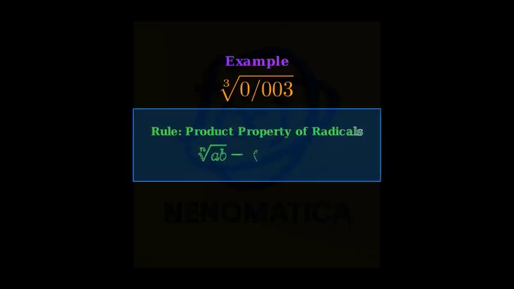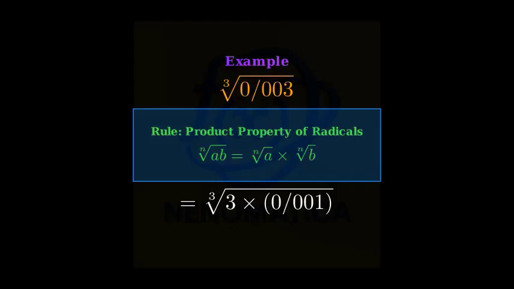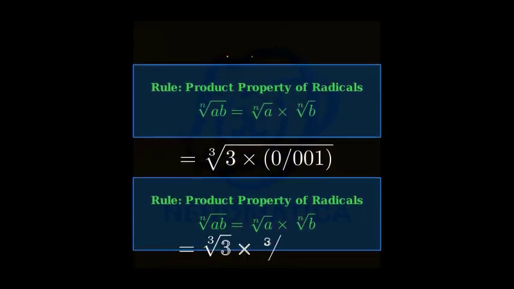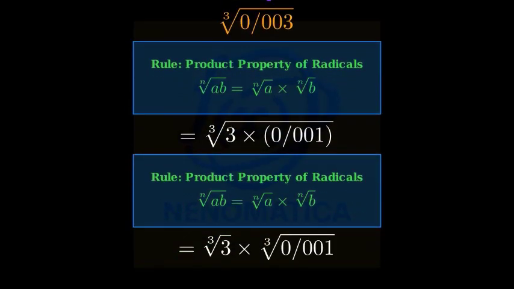We need to calculate the cube root of 0.003. Our first step is to rewrite this expression. We can use the property that says the cube root of a product equals the product of the cube roots. So the cube root of 0.003 equals the cube root of 3 times 0.001. Next, we can separate the cube roots using the product property of radicals. This gives us the cube root of 3 times the cube root of 0.001.